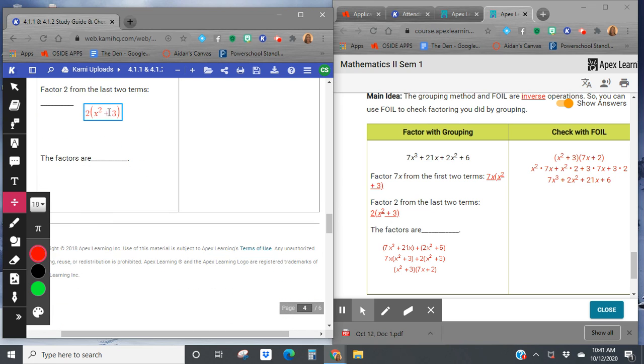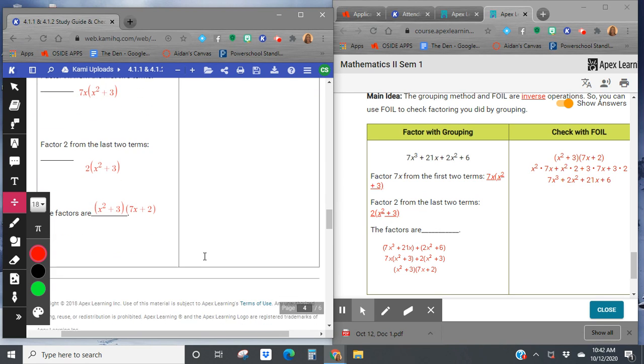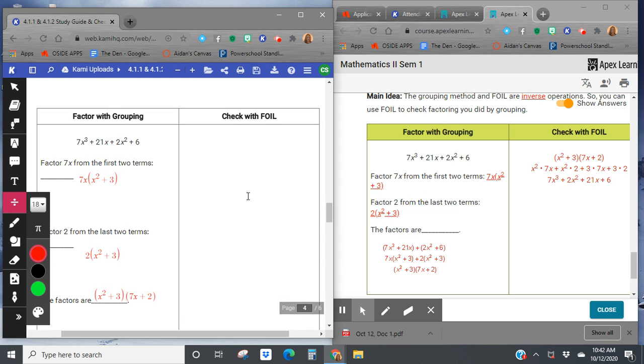And then we're noticing that the factor that's in common is the x squared plus 3. So if we go ahead and take out the x squared plus 3 as the common factor, then what remains is this 7x from the first grouping and the 2 from the second grouping. Now over here is checking with FOIL. So let's double check this.